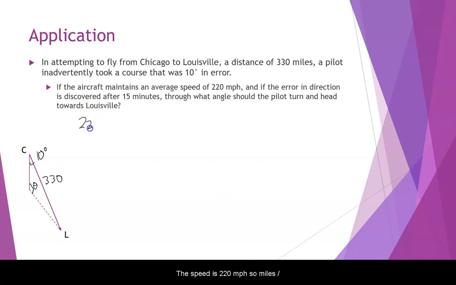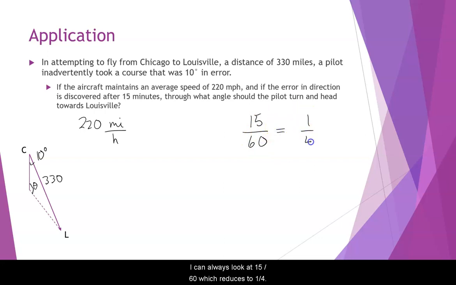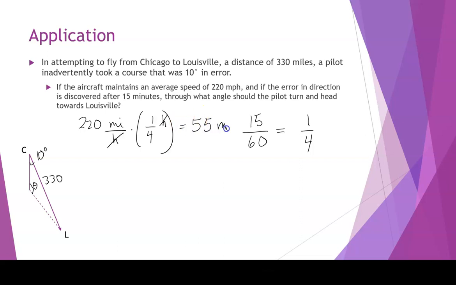The speed is 220 miles per hour, so miles divided by hours, and the error in direction is discovered after 15 minutes. 15 minutes is 1/4 of an hour. If I don't know that off the top of my head, I can always look at 15 divided by 60, which reduces to 1/4. 220 miles divided by hours times 1/4 of an hour means the hours simplify out and we're left with 55 miles. This distance here is 55.